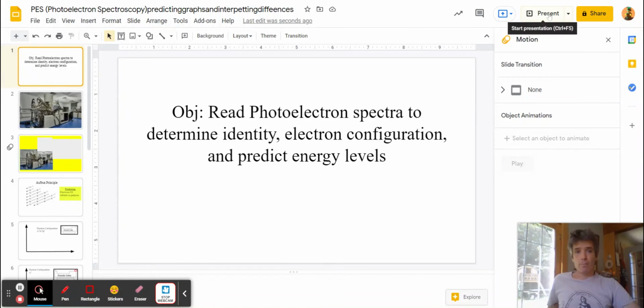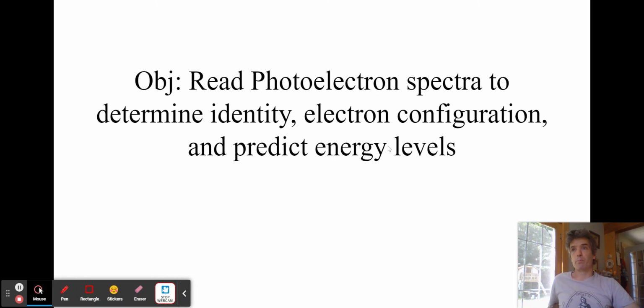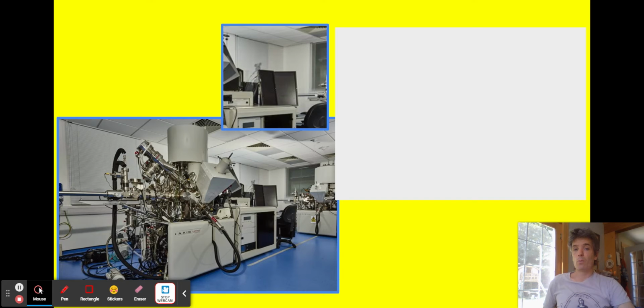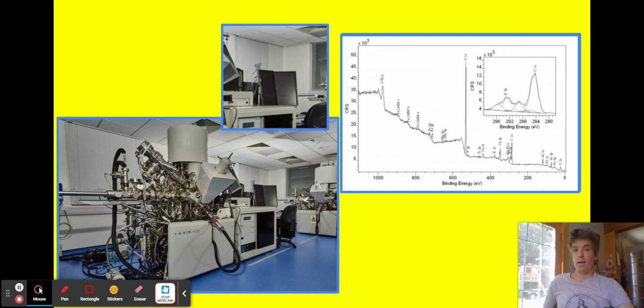All right. What we're going to do here is predict spectra, photoelectron spectra data or graphs, and interpret them, explain any differences, and use them to identify an element. All right. So here's our machine. What the machine does is it spits out this graph, and we want to be able to predict what these graphs are going to look like.